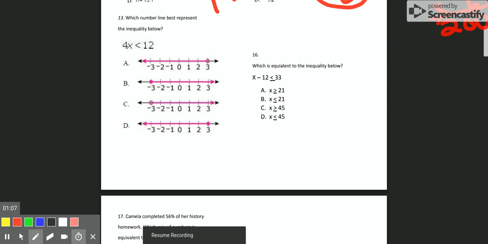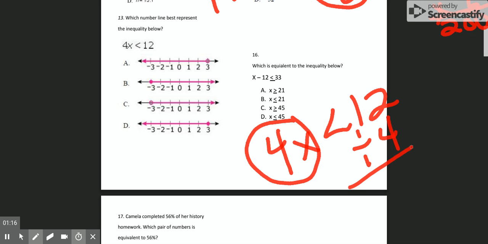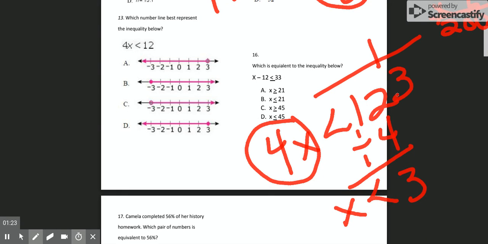For number 13, 4x is less than 12. So it says to multiply by 4, so we do the opposite, we divide by 4. 12 divided by 4 is 3. You bring down your inequality, you bring down your x. To graph it, you would put 3 in the middle. It's an open dot, and you shade the direction it points, so it's pointing to the left, so we shade to the left. So if you look at your answer choices, open dot over the 3, shaded to the left would be A.